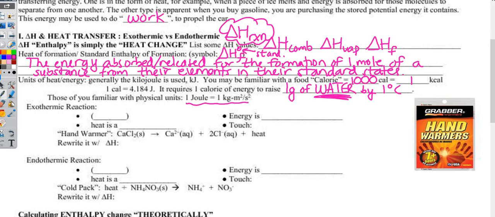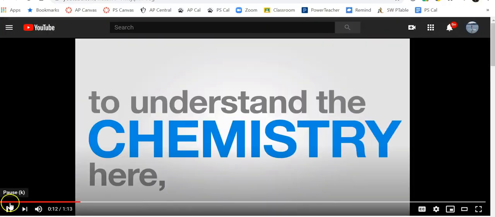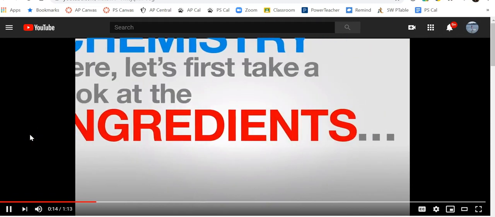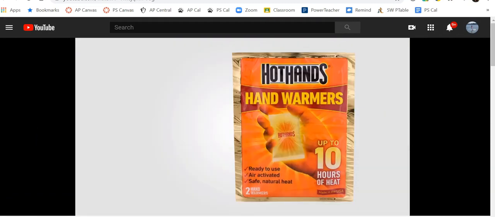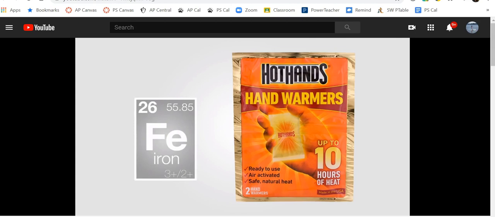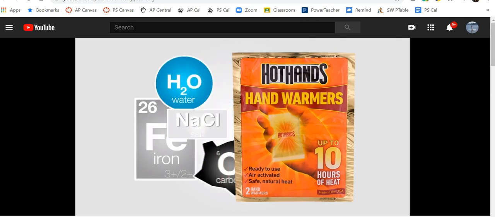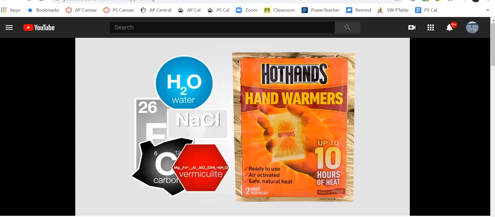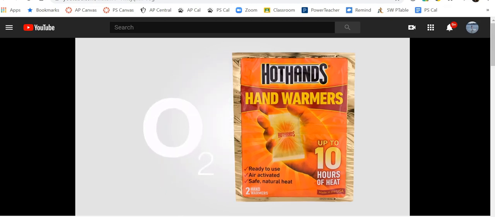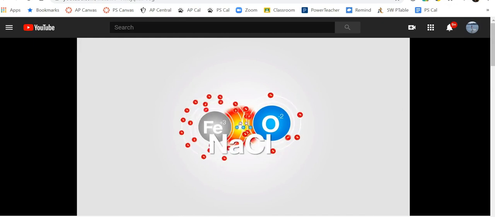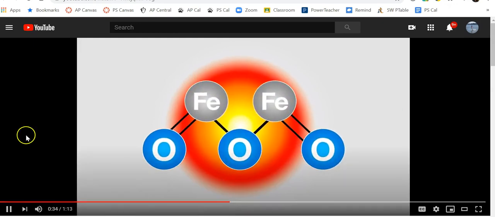So what we had looked at in class, we had a demonstration on hand warmers. And so the question is, how do these hand warmers work? To understand the chemistry here, let's first take a look at the ingredients. Inside every hot hands hand warmer, there is iron powder, water, salt, carbon in the form of activated charcoal, and vermiculite. On the outside of the package is oxygen in air. Iron meets with oxygen from the outside along with salt as a catalyst and produces iron oxide, Fe2O3.